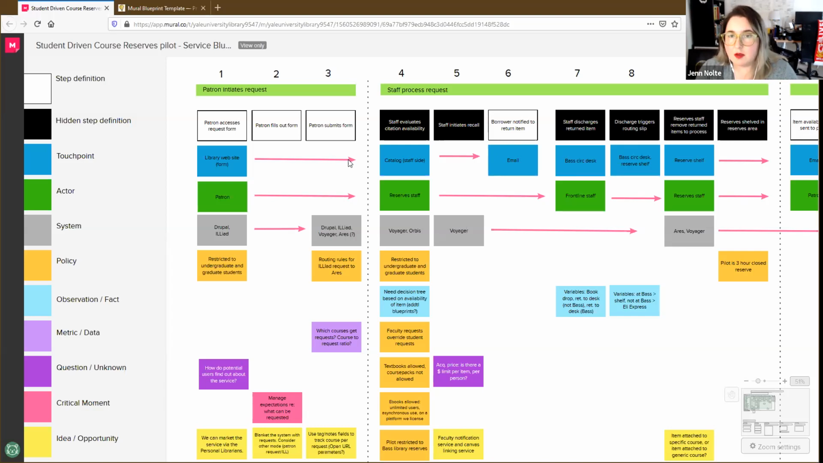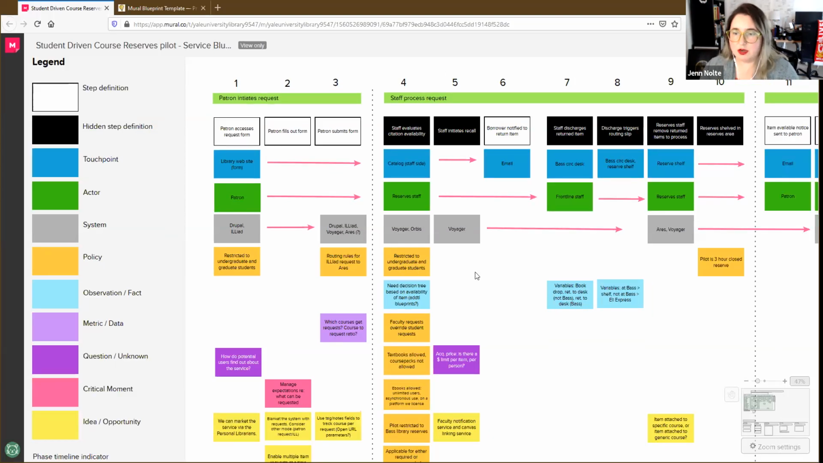Remember that even though there's tons and tons of information in a service blueprint that does not relate to the user at all, it's all back end, what's behind the scenes, what the organization is doing to support this service for the patron, for the customer, you have to be thinking about the customer at every step. So the critical moment for step 2, where the patron fills out the form, you're thinking about that step and what the patron might be thinking.